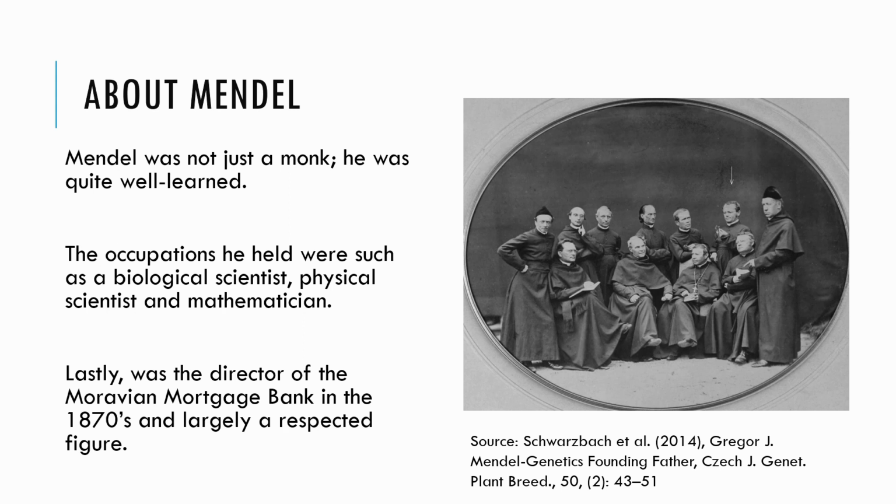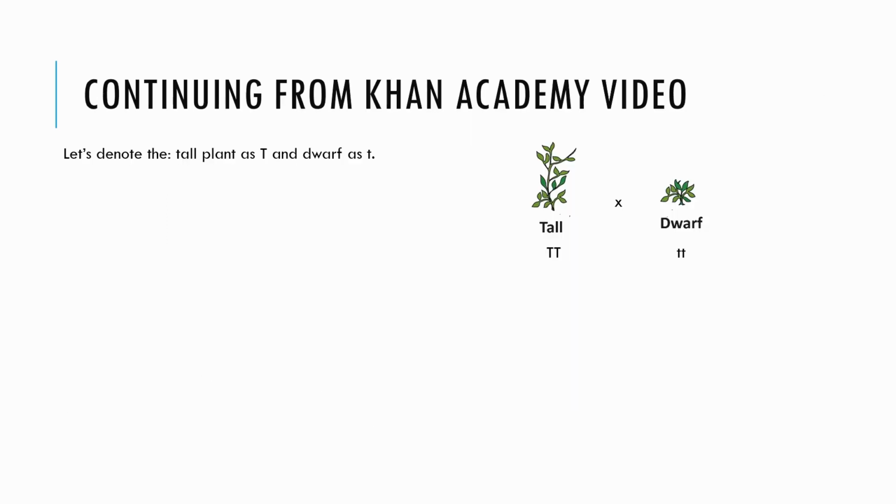So about Mendel, he was not just some random monk. He was quite well learned, and the occupations he held were such as a biological scientist, physical scientist, and mathematician. This helped him quite a lot because he had so many different perspectives, and it led to his covering genetics. Lastly, he was also the director of Moravian Mortgage Bank in the 1870s, and largely a respected figure in the community.